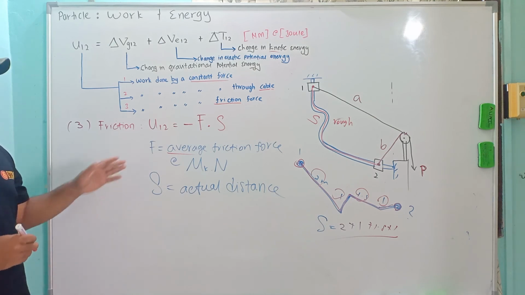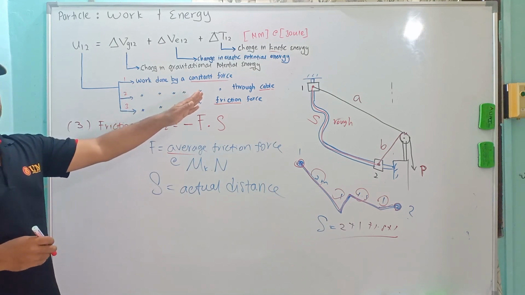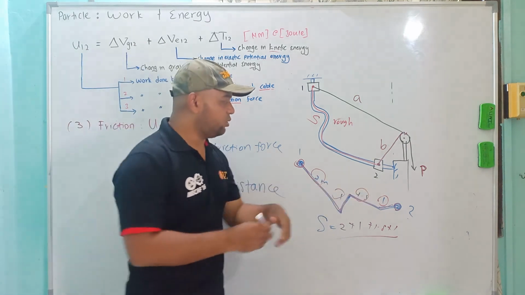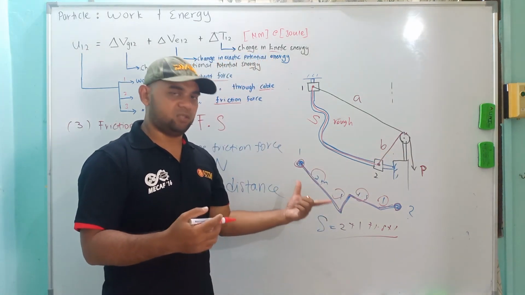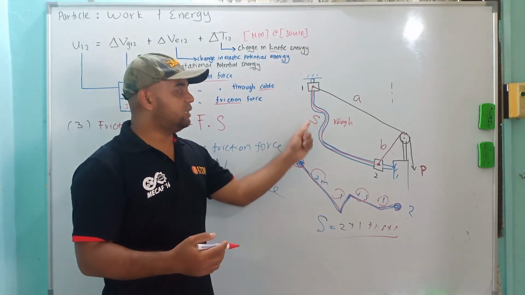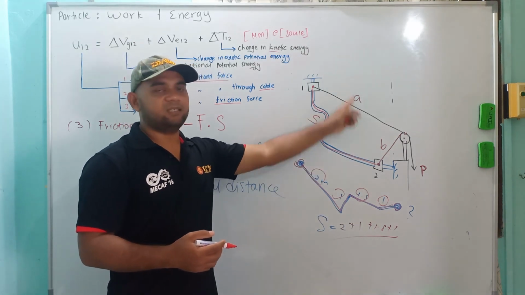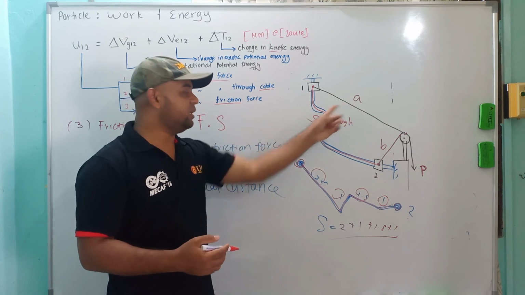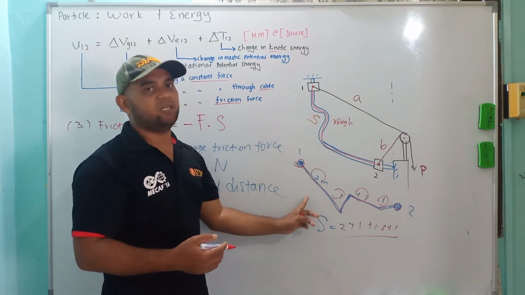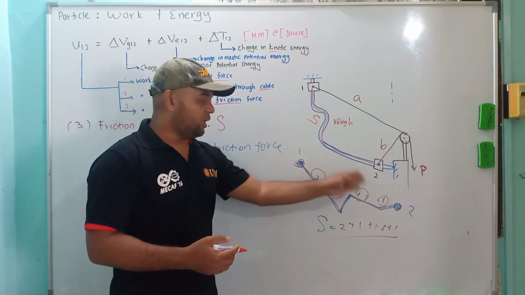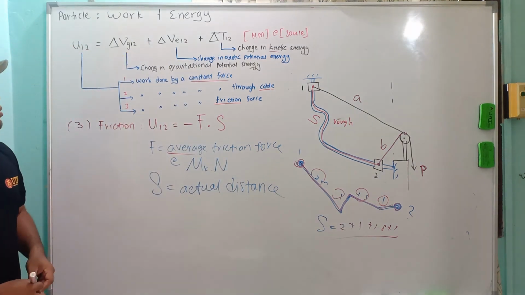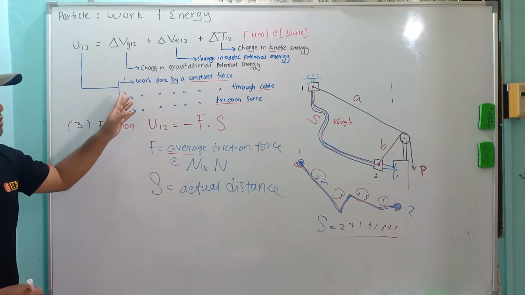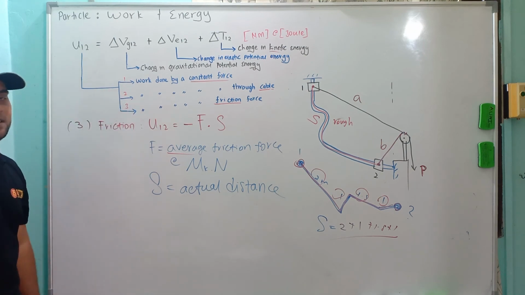Again, for work done by a constant force, you don't cater for this type of motion. You only cater for the S in the same direction as the constant force itself. For the cable, you only calculate the change in the length of the cable, and here S is the actual distance where the component moves. So there are the three work done: constant force through cable, and also constant friction force.